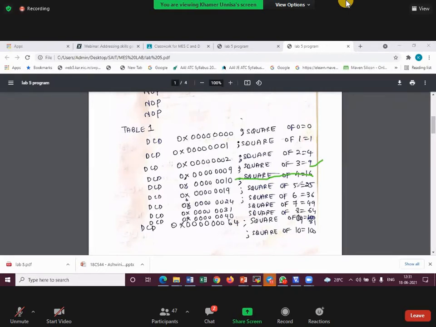So square of 5 is what? 25. Hexa format of 25 is 19 if you convert it. Similarly, till 10, the square of 10 is what? 100. Hexa format of 100 is 64 if you convert it. Now, how it is stored inside the memory, I will show you. Wait.